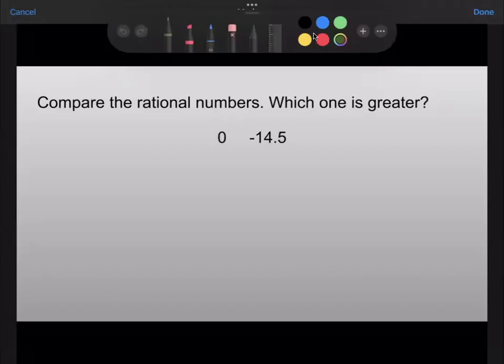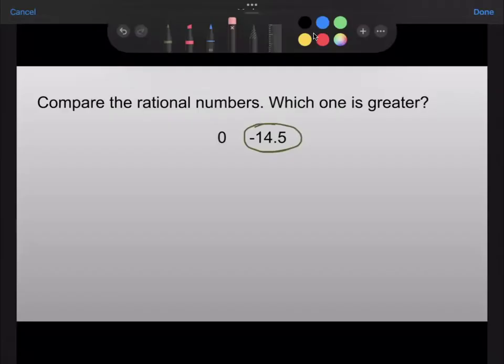Okay, here is our next one. We're going to compare the rational numbers 0 and negative 14.5 to figure out which one is greater. So you might be thinking, oh, look, another freebie here. Not quite, because you see that 0, so you think, oh, that's easy. The tricky part is that this is negative 14.5, not 14.5.